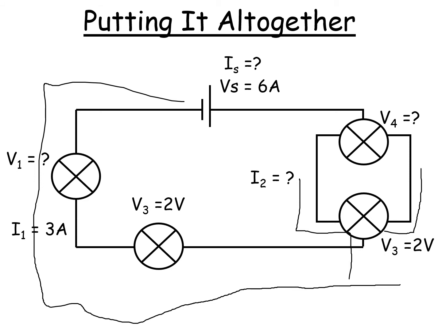So the next question is, are the bulbs identical? We assume they are. So the current must split up equally. So that means I2 must be 1.5 amps here. And if we were asked about the current over here, it would be 1.5 amps again. The current then joins up again to go back to the cell. So that gives us a total of 3 amps as our supply current. Okay, so hopefully you got that.